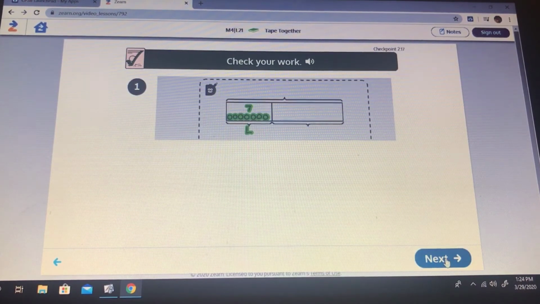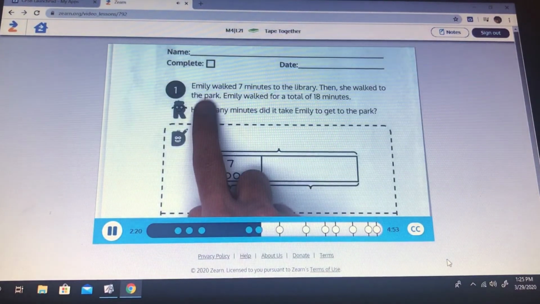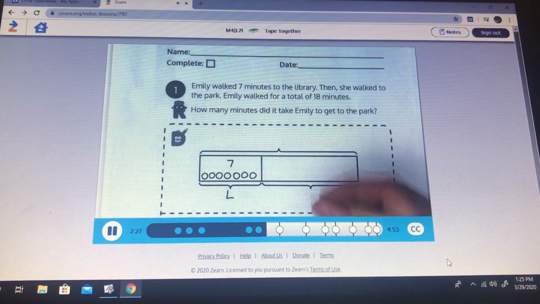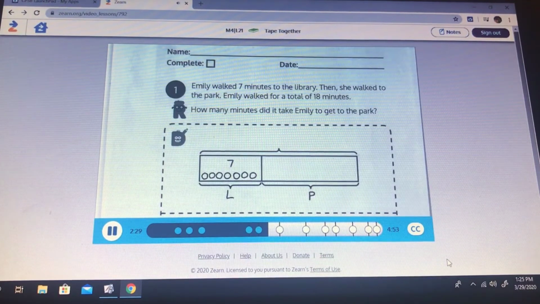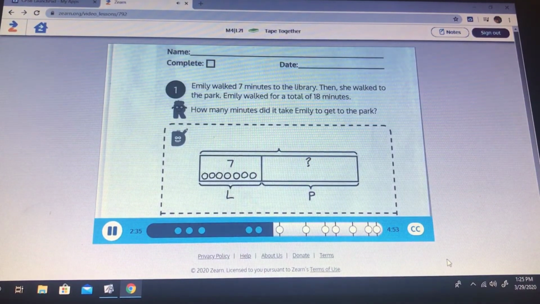Emily walked from the library to the park, but we don't know how many minutes she walked to get there. I'll write P for park here and write a question mark inside the rectangle. Your turn. Label the second rectangle with a P and then write a question mark inside.